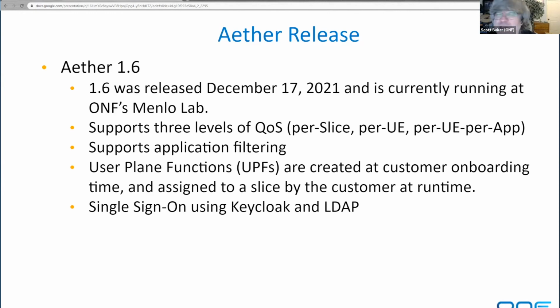The key features of the release are that we now support three levels of quality of service, and I'm going to go into each one of these bullet points in the detail slide. So three levels of QoS. We support application filtering, user plane functions that may be put in a pool and assigned at runtime, and then single sign-on using Keycloak and LDAP.